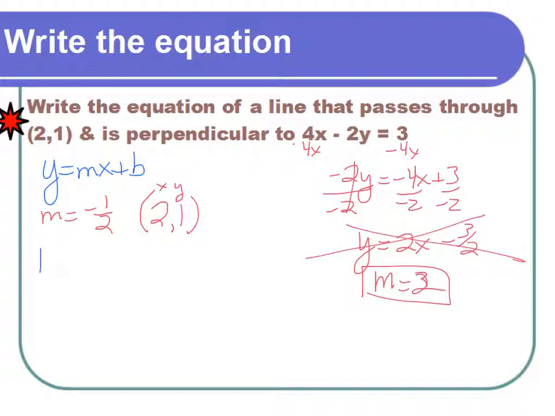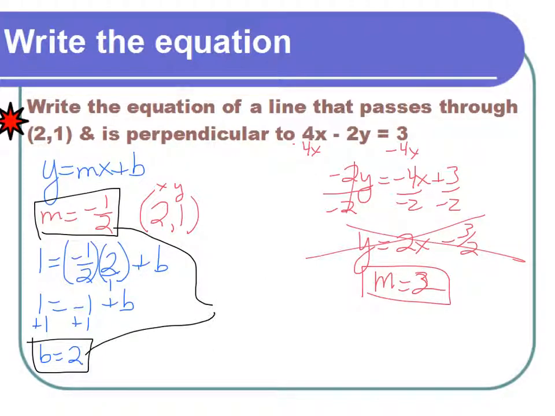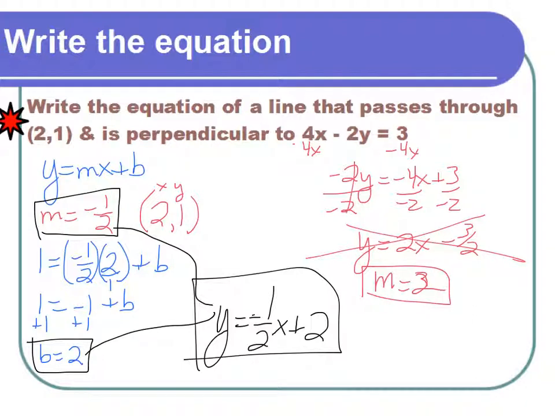Plug 1 in for y, negative 1/2 is my m, take it times the x, which is going to be 2, plus b. All right, so 1 equals negative 1/2 times 2 over 1, which is going to end up negative 1. Add 1 over here, so b ends up equaling 2. So now my y-intercept b is 2, my slope is negative 1/2. Let's go write our equation. y equals negative 1/2 x plus 2. And that's the equation of our line.